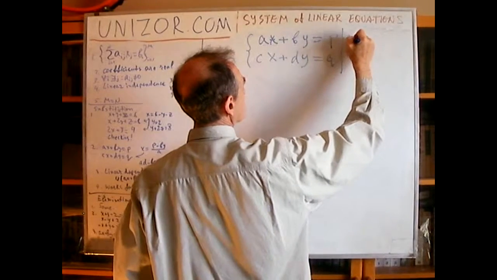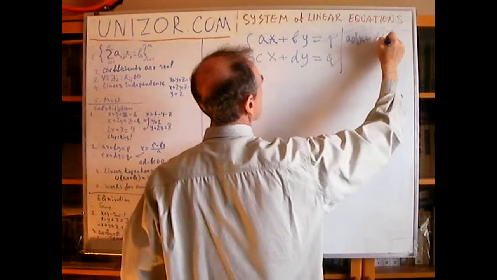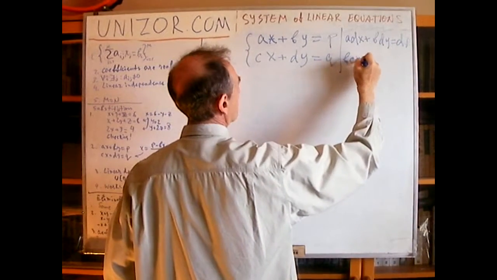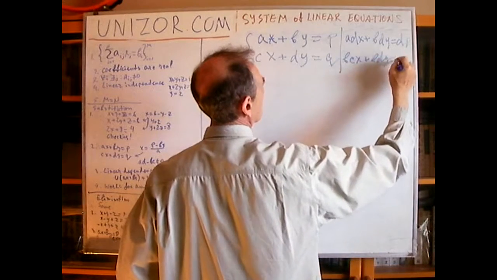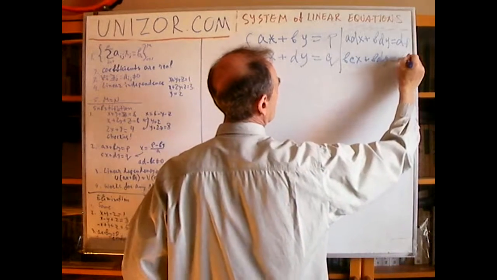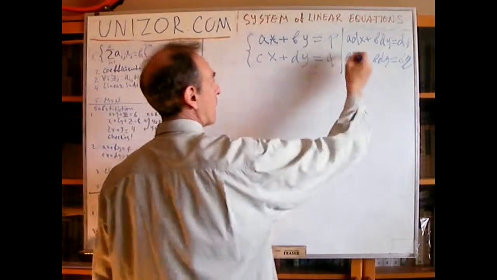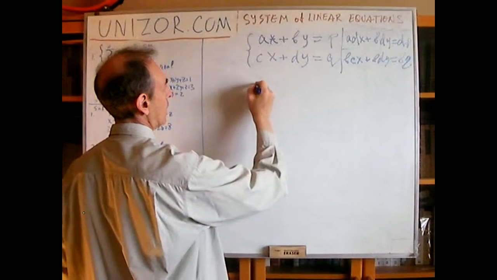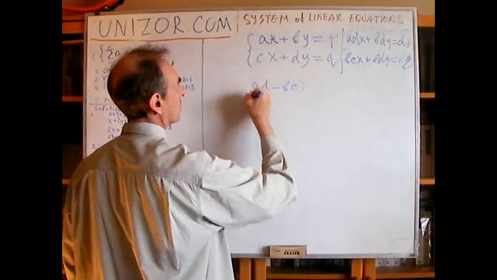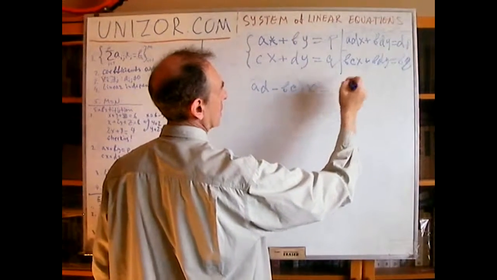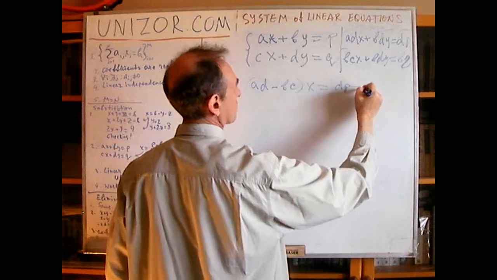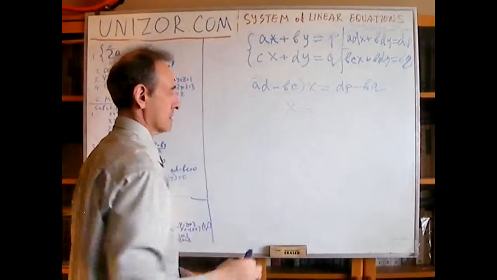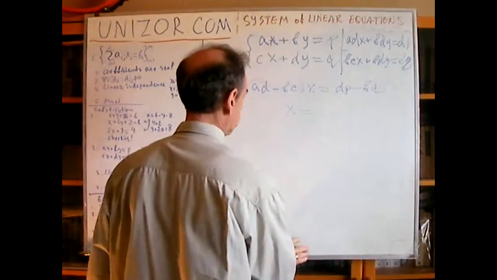So it will be adx plus bdy equals dp, and this by b it will be bcx plus bdy equals bq. Now I subtract them, my y terms will nullify each other, so I will have (ad minus bc) x equals dp minus bq, and x is equal to this divided by this. Exactly the same answer as before.